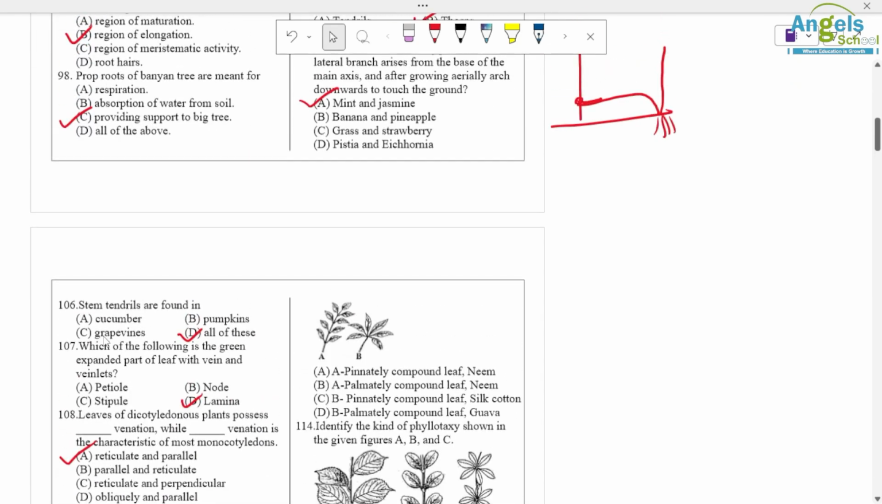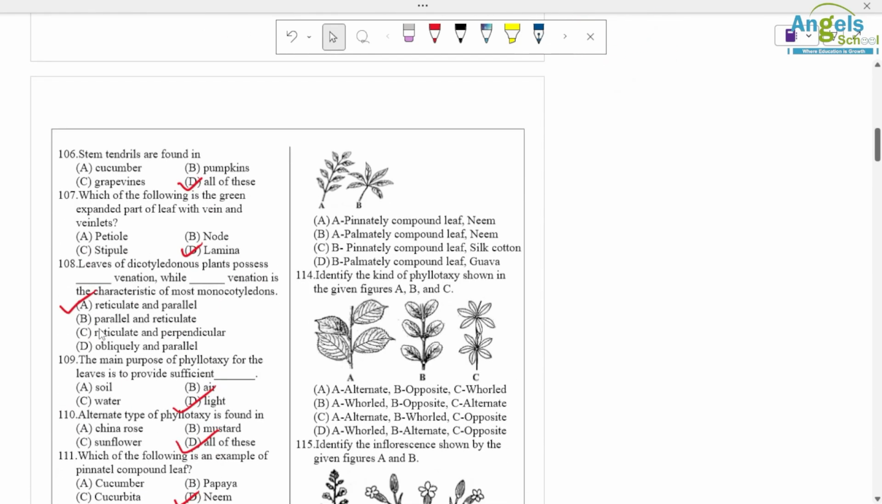Okay, in a diagram there are two figures given. So first is pinnately compound leaves and example is neem. Okay, so first is correct. पिनेटरी है तो पाल्मेटरी नहीं होगा. फिर सेकेंड जो है दैट इज पाल्मेटरी बट एग्जाम्पल इज रॉन्ग. गुआवा नहीं, कॉटन सिल्क आएगा. Okay, so only one option is correct.